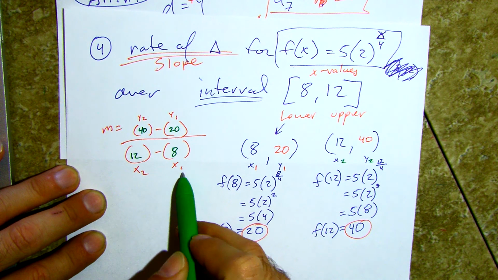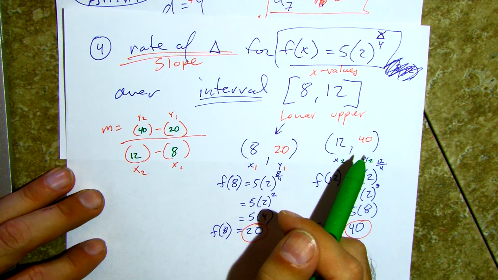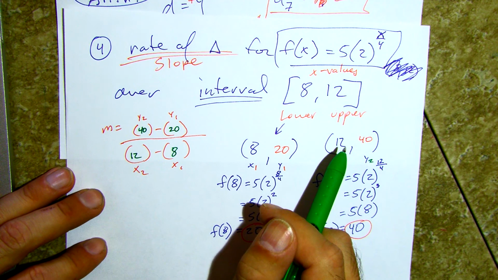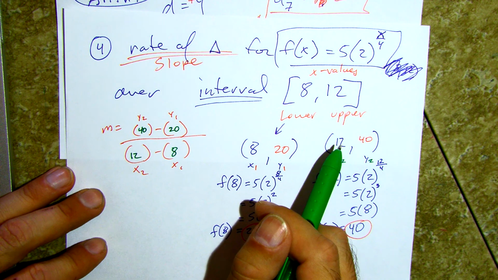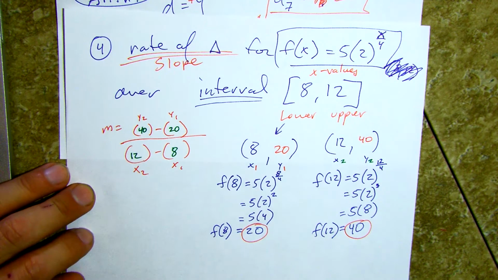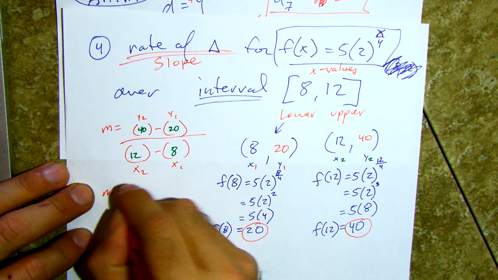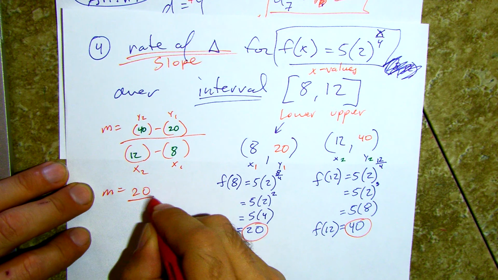Okay. So let's see. Now we have 40 minus 20 is 20. 12 minus 8 is 4. So we got our slope for this is positive 5. Done.